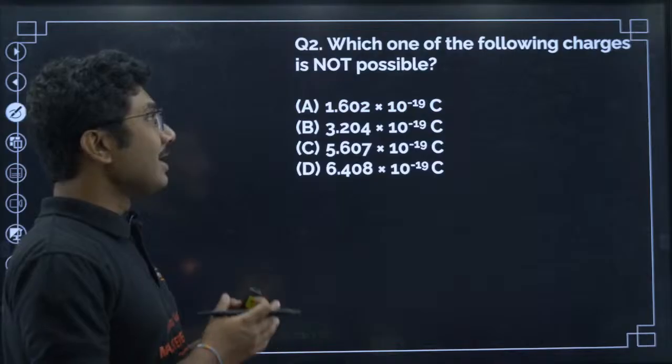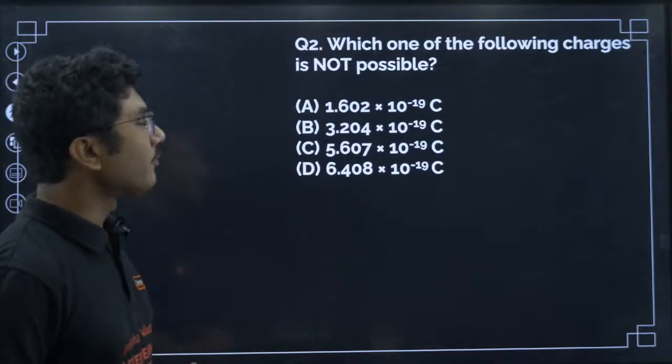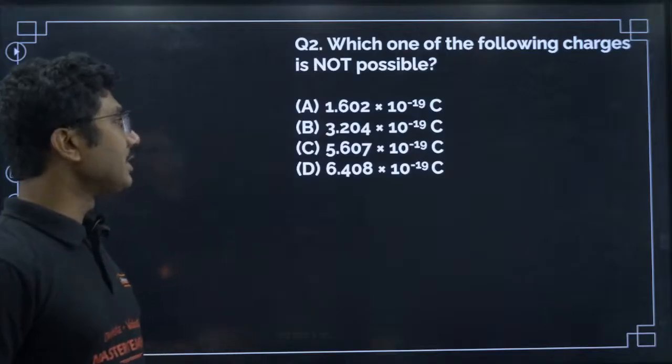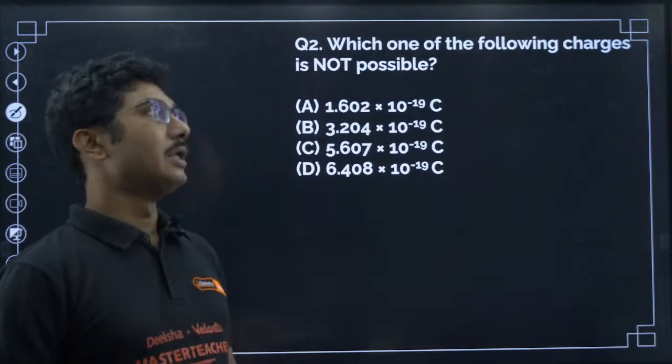So next question, very important question: which one of the following charges is not possible? Which of the following charges is not possible? So let's see.